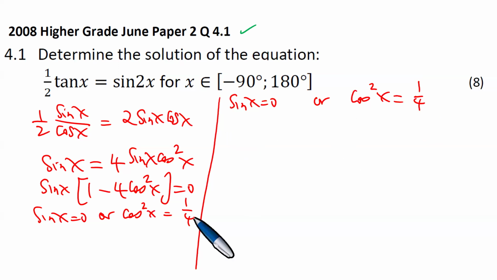When the sine is 0, let's get some reference angles here. But first, this cosine squared x equals 1/4. We can apply the square root on the left and apply the square root on the right, but also put plus or minus.